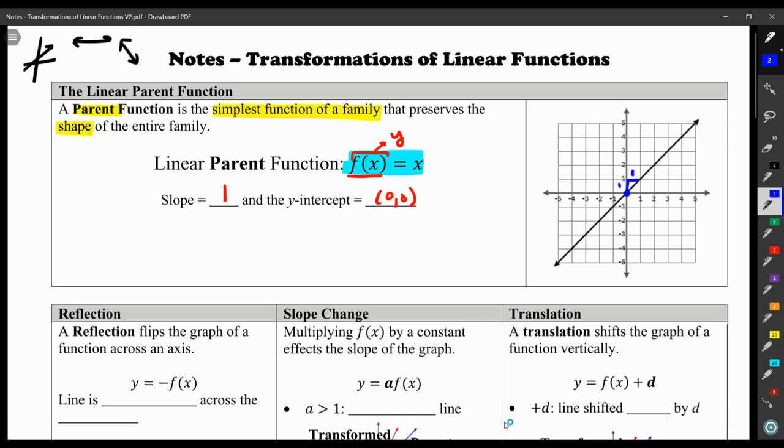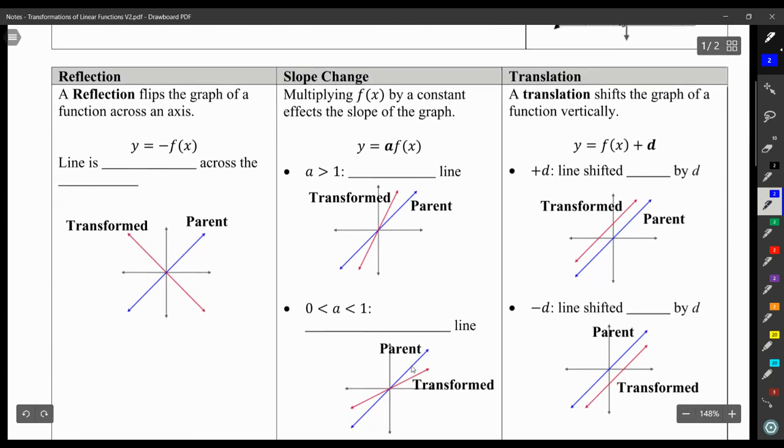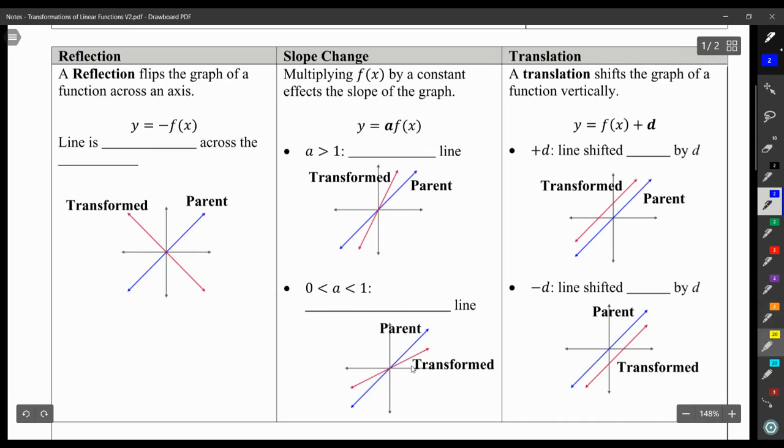Now, we can do what we call transformations of linear functions. So any other line is a transformation of this parent function. And so these are the three things that can happen to a line. The first thing that can happen is a reflection. A reflection flips the graph across an axis. And the way we write that is y equals negative f of x. So the new function is equal to the negative of the entire function of the parent.